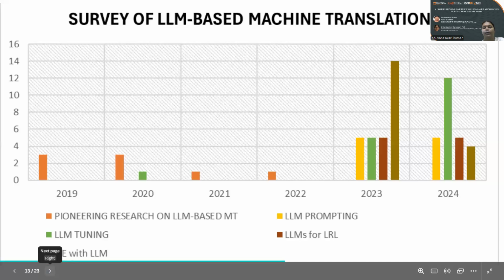So these are the papers that we have reviewed. Most of the recent papers reviewed here are from 2023 and 2024. These are the recent papers. The pioneering research on LLM-based MT has been taken from the years 2019 to 2021. The rest of the papers reviewed are the recent ones alone.